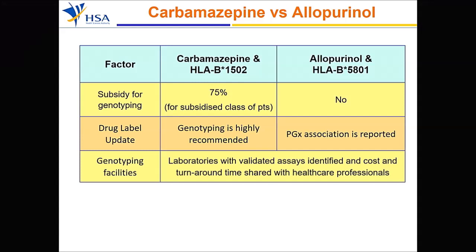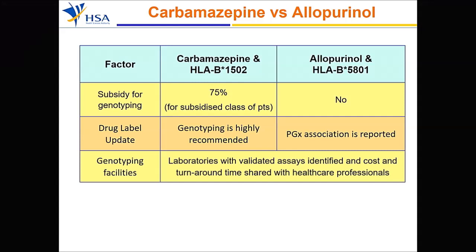And so because we had the cost-effective analysis, we had the evidence for the Ministry of Health to come in with a subsidy, and they provided a 75% subsidy for the subsidized class of patients. Unfortunately, because we didn't have the supporting evidence, they did not provide the subsidy for the HLA-B*5801.